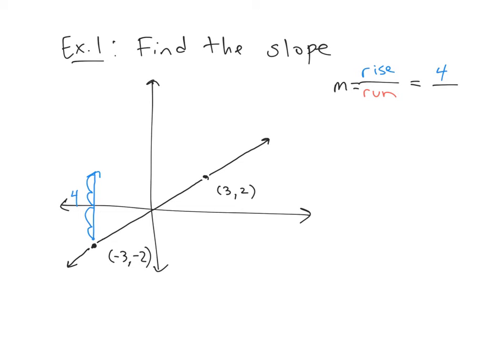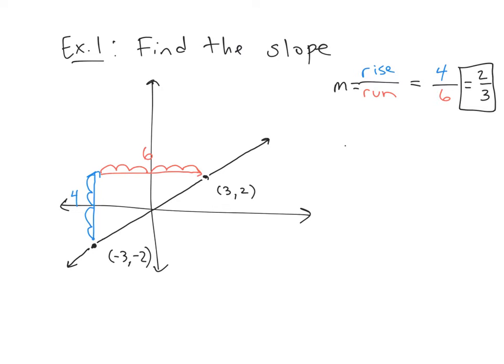And then for my run, I would go over from -3 to 3. And that'd be 3 spaces to 0 from -3, and another 3 spaces from 0 to 3, for a total of 6 spaces over. So 4 over 6. Which as a fraction is equivalent to 2 over 3. So my slope is going to be 2/3. So that's if we want to do the rise over the run.